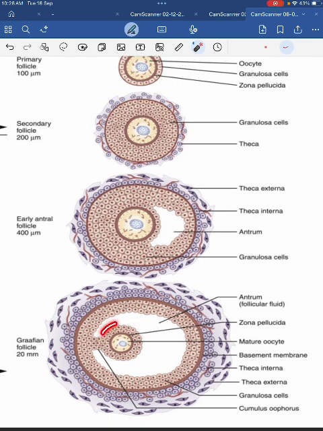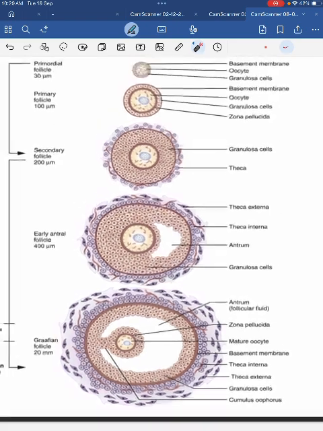Now this structure outside the egg is known as cumulus oophorus. Cumulus oophorus is made up of granulosa cells, but these are the group of granulosa cells which surround the egg or the oocyte, called cumulus oophorus. And inside this brown color layer is the zona pellucida. Now, where is the corona radiata? The outermost layer of cumulus oophorus is known as corona radiata.